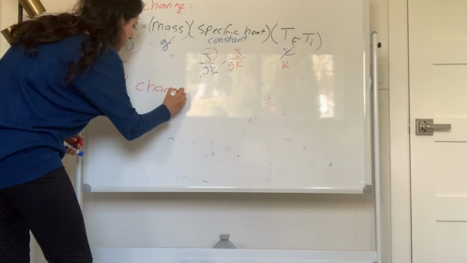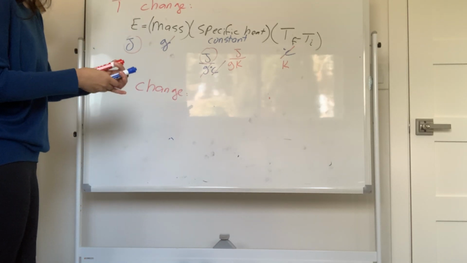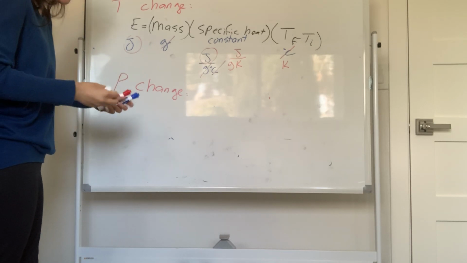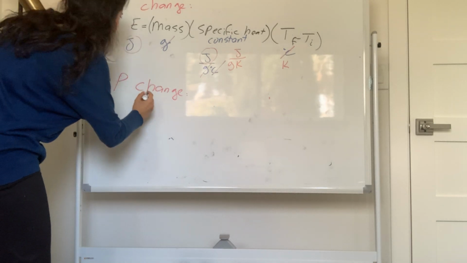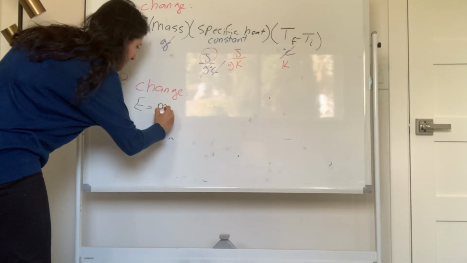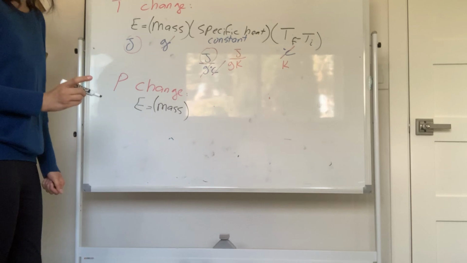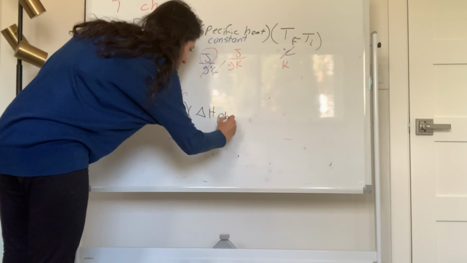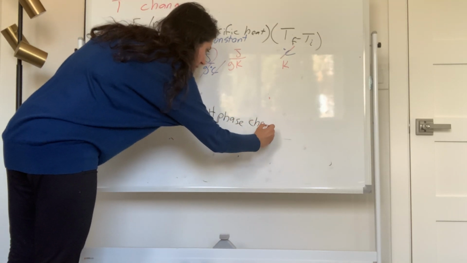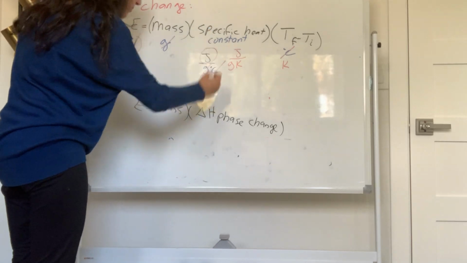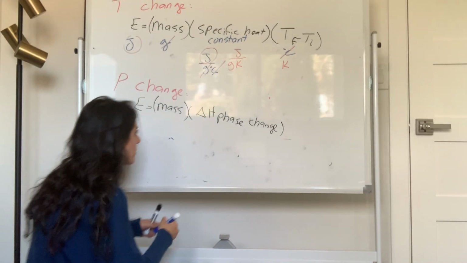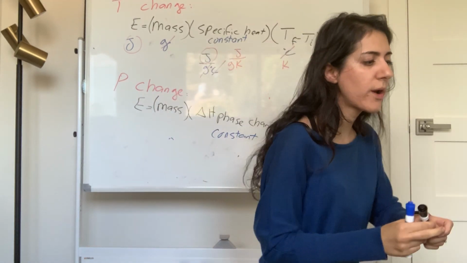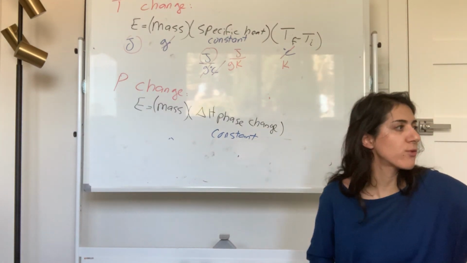The equation for phase change is, again, you need energy to do temperature change or phase change. So energy is equal, again, mass matters. It does matter how much mass you have, times delta H of phase change. And this is also a constant. So these are the two equations for temperature change and for phase change.